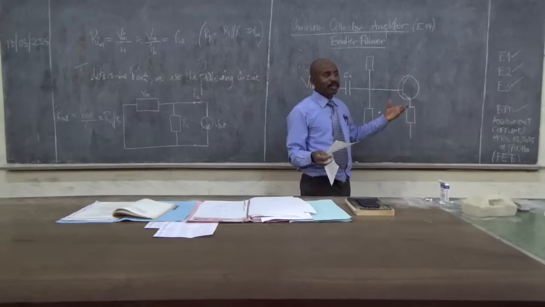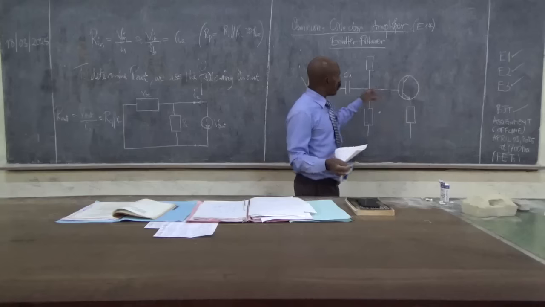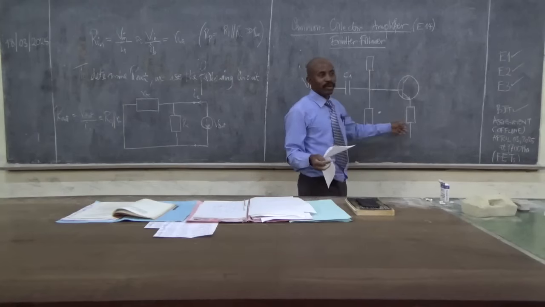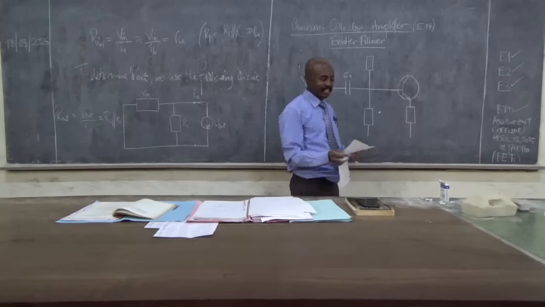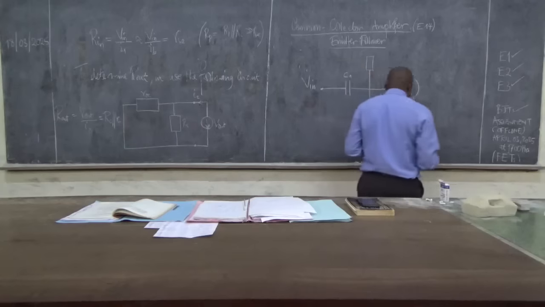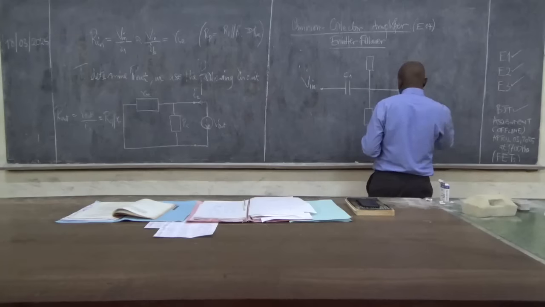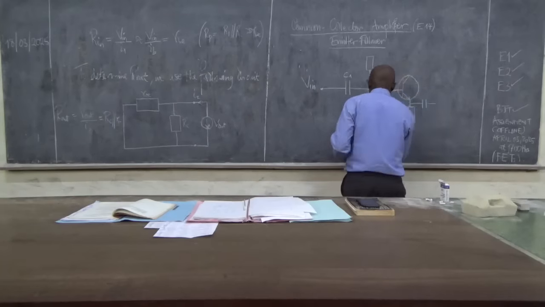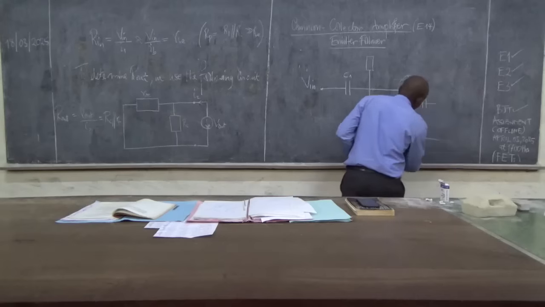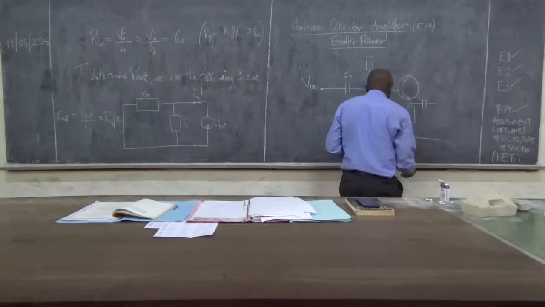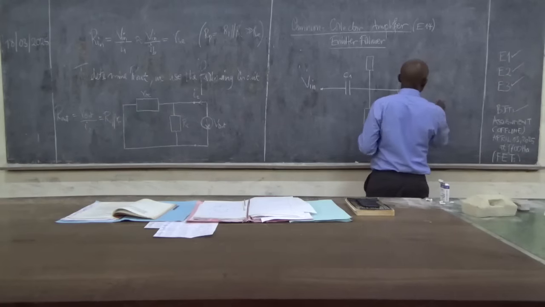Fine, but what process was that? This was biasing. This one was what? Stabilizer. So then we say we need this capacitor here, and then we have the grounding, and then we shall get the V out here.